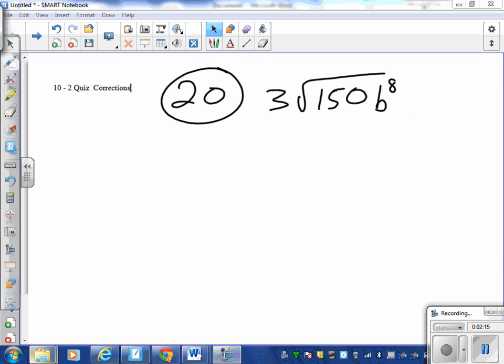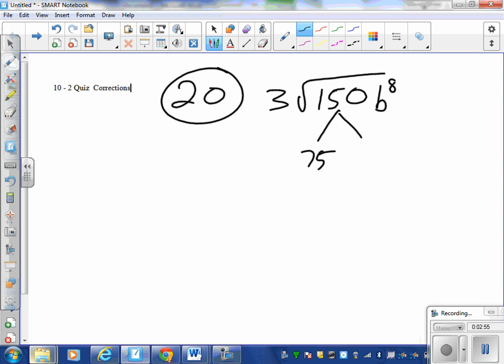Okay, our next problem, number 20, was 3 square root of 150 b to the 8th power. If I put 150 in my calculator, I'm going to get a decimal. That tells me that we need to break this 150 down further. So we have to find out what numbers multiplied give you 150, and hopefully one's a perfect square. If we come up with two numbers that make 150, I'm going to use 75 and 2.